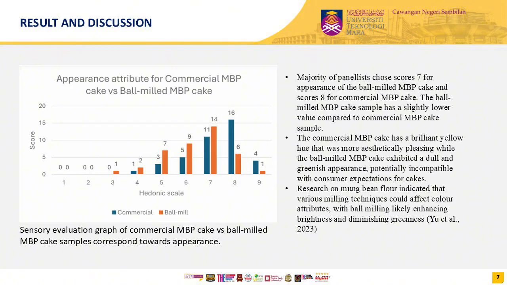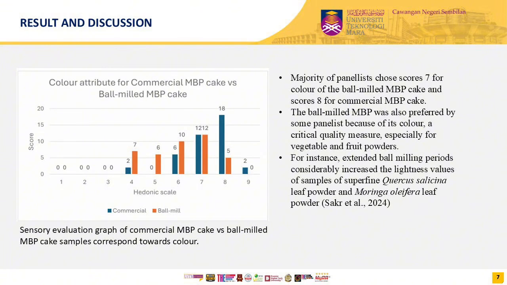In addition, research on mung bean flour indicated that various milling techniques could affect color attributes, with ball milling likely enhancing brightness and diminishing the greenness. Next is the sensory evaluation graph of commercial mung bean powder cake versus ball mill mung bean powder cake samples corresponding to color. The majority of the panelists chose score 7 for the color of the ball mill mung bean powder cake and scored 8 for the commercial mung bean powder cake.